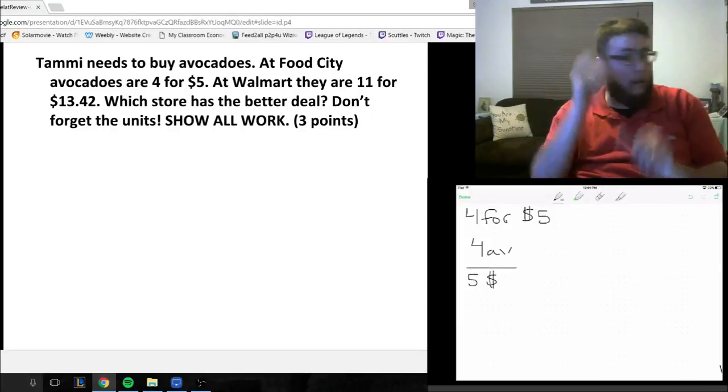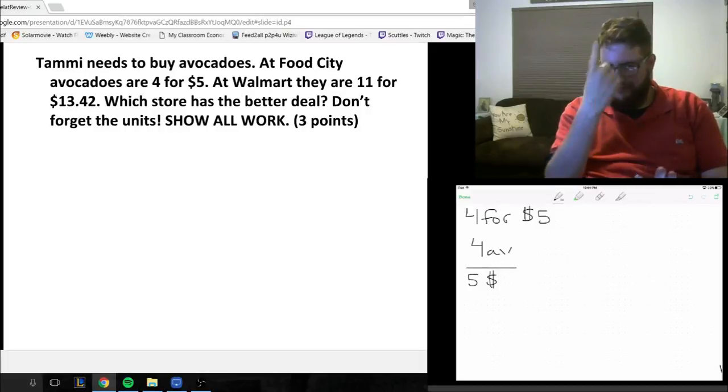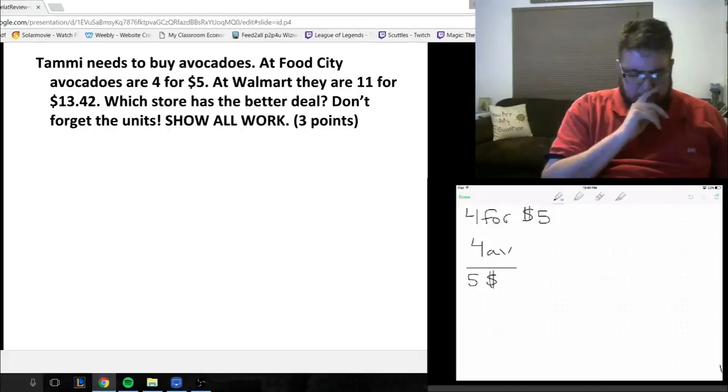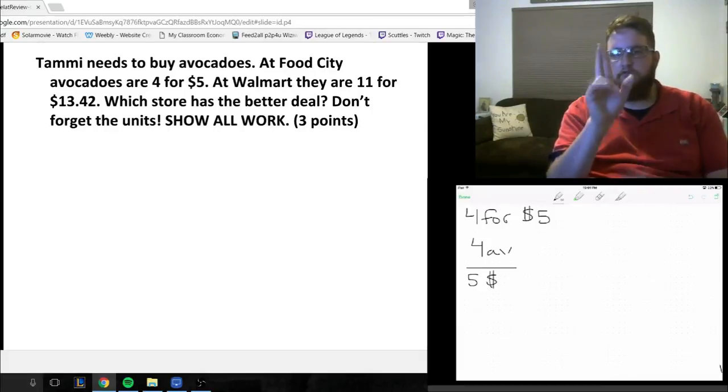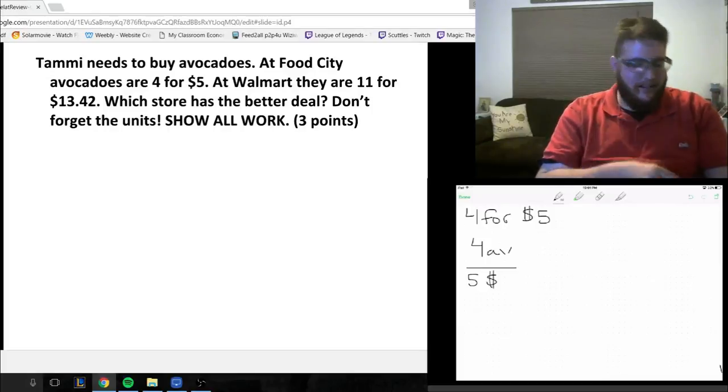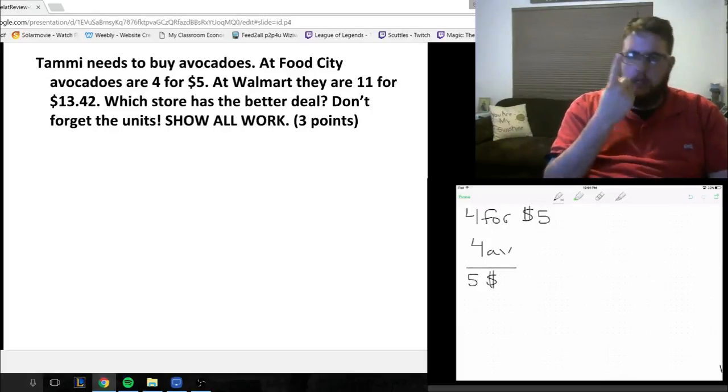Now, we're going to need to remember that we did avocados over dollars, because when we go to do Walmart, we can't flip it around and do dollars over avocados, otherwise we won't be able to compare our answers. So, the first thing we need to do is convert this ratio of avocados to dollars into a unit rate of avocados per dollar.